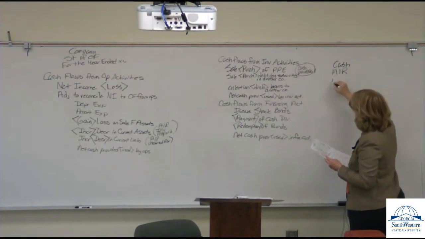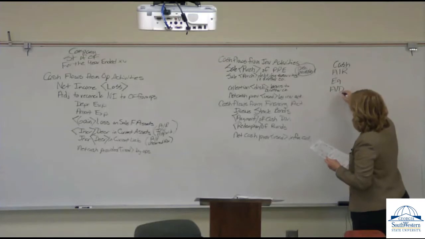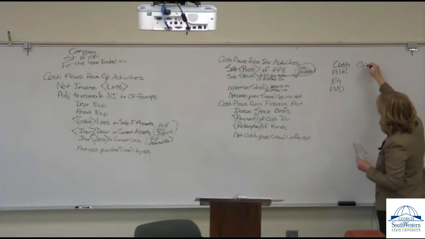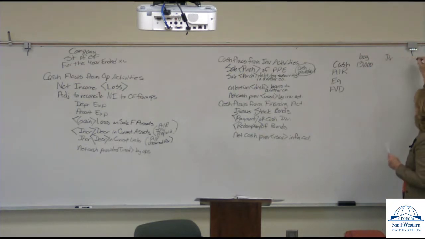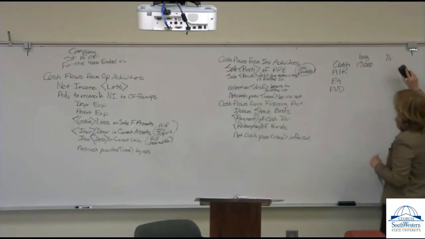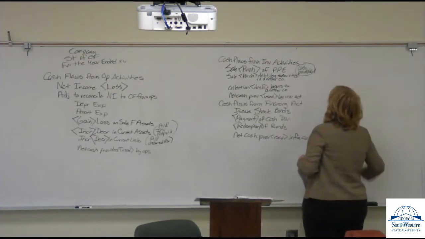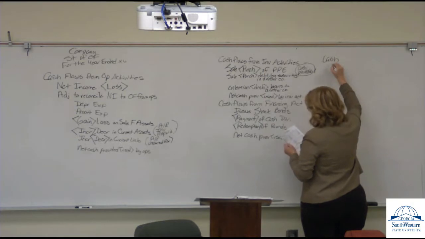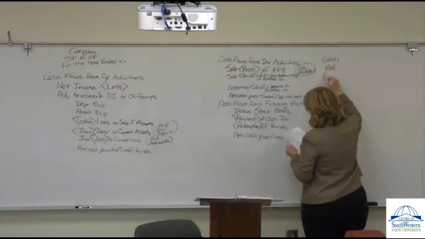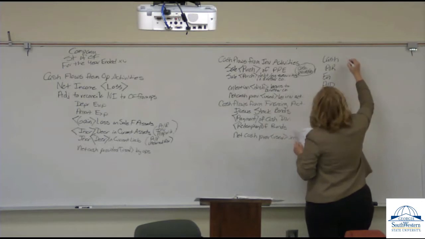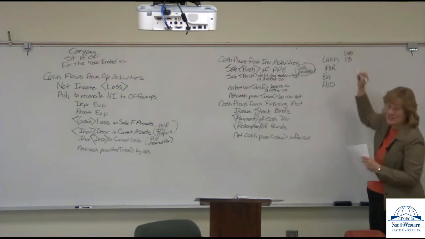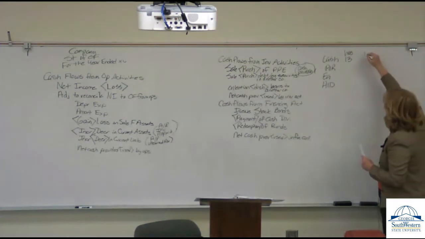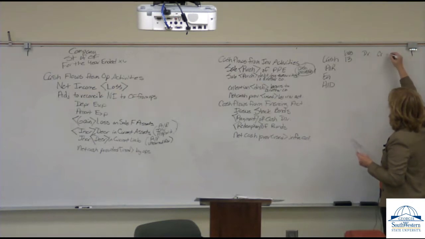Cash, accounts receivable, equipment, accumulated depreciation. So our cash had a beginning balance of $13,000, and then we have a debit. Oh, this is bad. We're going to have to move over. Cash, accounts receivable, equipment, accumulated depreciation. All right, we're just going to go in round numbers. How's that? Our beginning balance was $13,000, right? We had either a debit or a credit, and then an ending balance of $45,000.